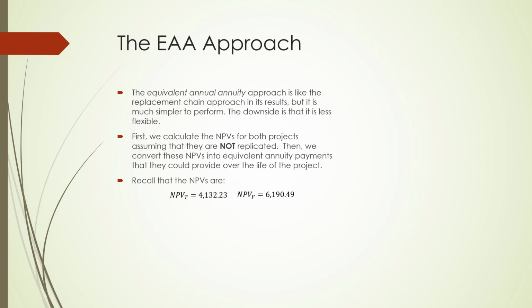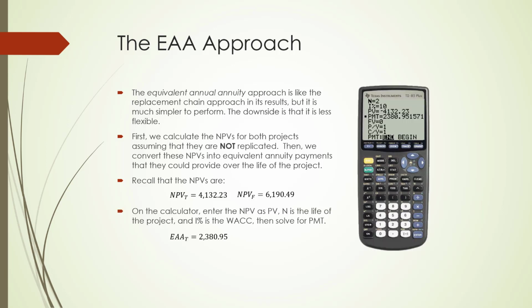Now, the equivalent annual annuity approach seems like it's a little bit more complicated, but it's actually less work to calculate once you understand the technique. So the steps are this. First of all, we calculate the NPVs for both projects, and we've seen that. We have 4132 for T and 6190 for F. So that's just the regular NPVs. And then we're going to plug the NPV into the calculator as the present value. N will be the life, and the cost of capital is your I%, and then we solve for the payment. You can see that here on the calculator on screen for Project T.